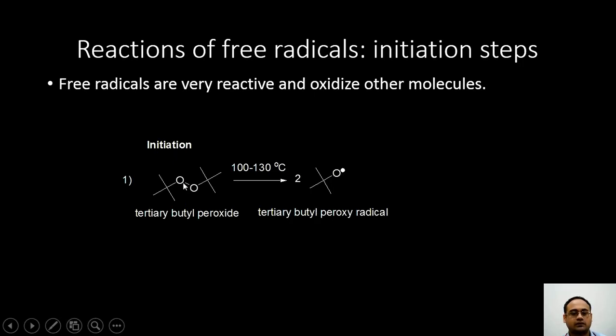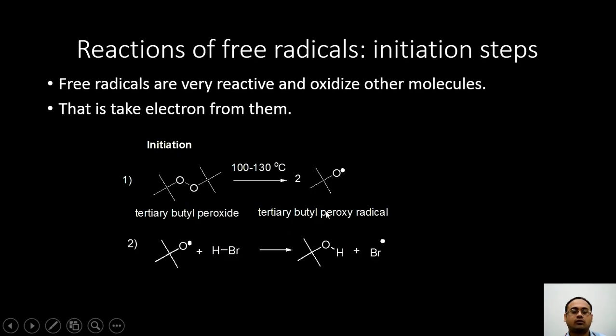the corresponding peroxide compound. And these free radicals, once they are generated, are in need of electrons. So they take electrons from others and in effect oxidize other molecules. This tertiary butyl peroxy radical, if it comes in contact with hydrogen bromide, will abstract the proton to form tertiary butanol and a free bromine radical. So these initially formed initiators will generate radicals.